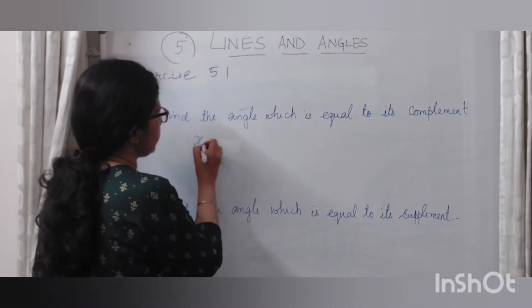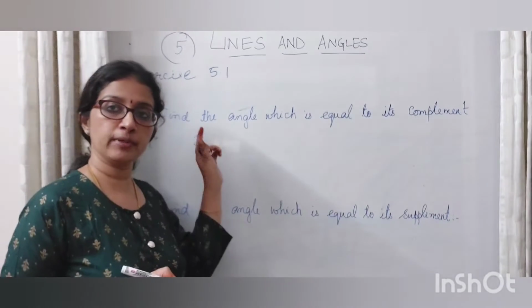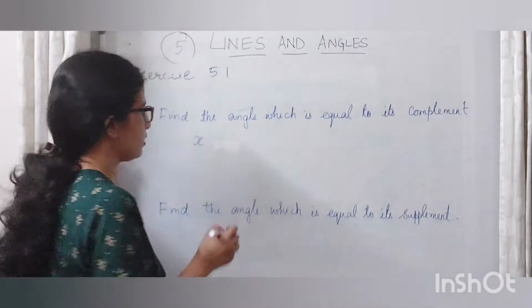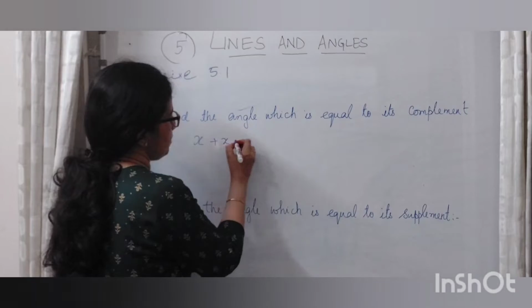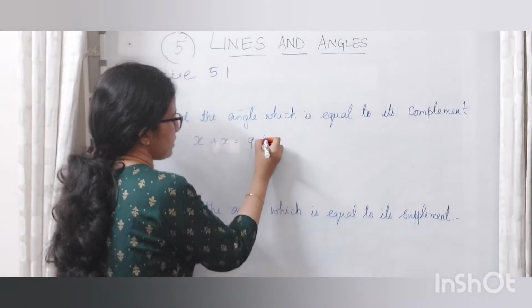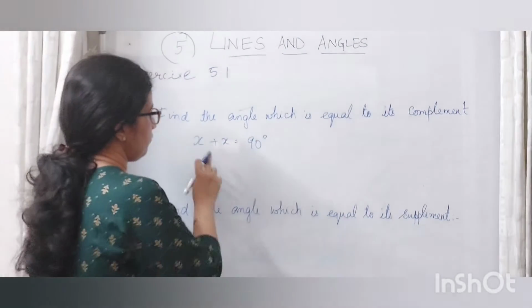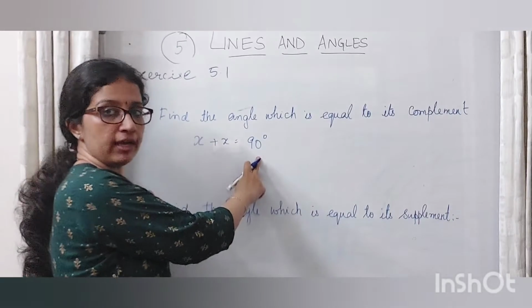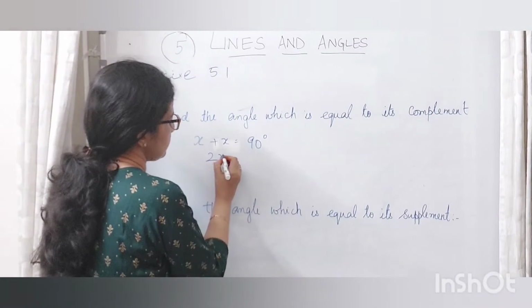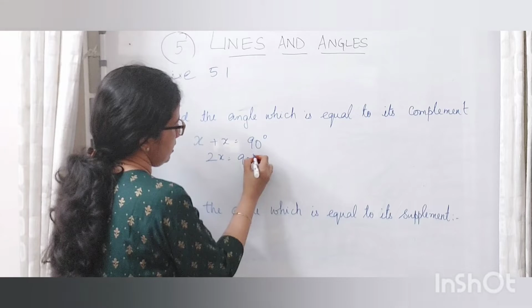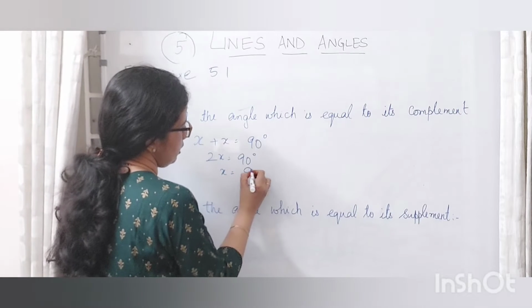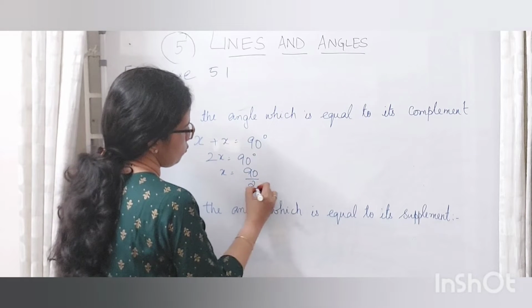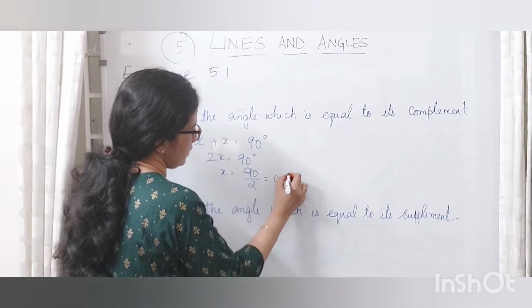Let x be the angle and its complement. Okay. So both should be x. Both should be the same angle. So x plus x should be equal to 90 degrees. Correct? If they are complements, their sum should be equal to 90 degrees. 2x equal to 90 degrees. x is equal to 90 divided by 2, which is equal to 45 degrees.